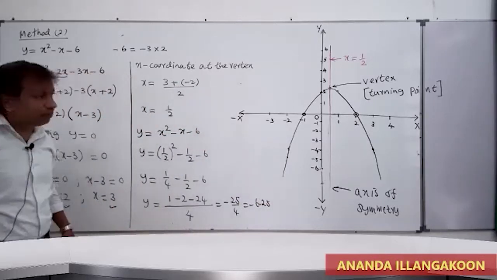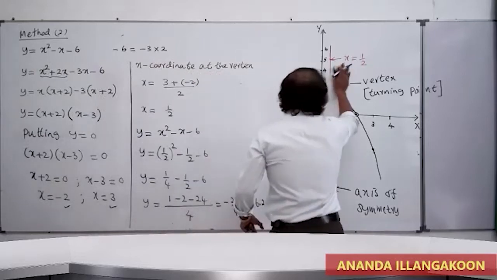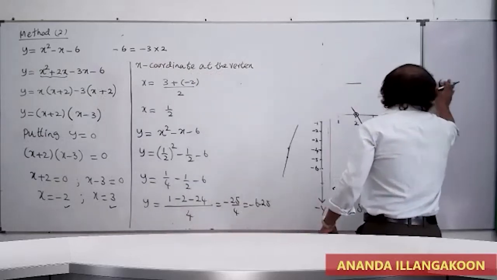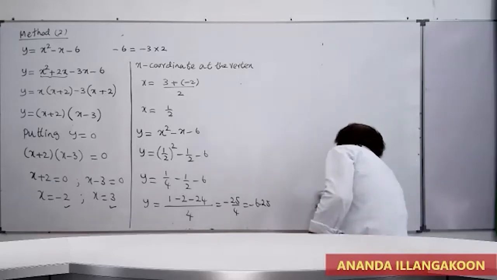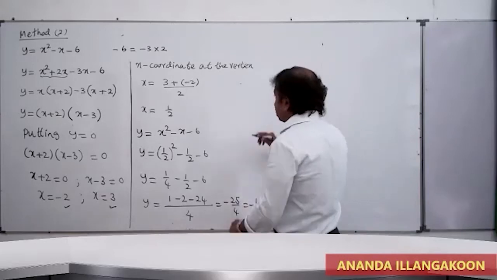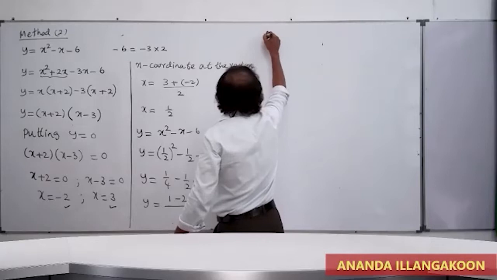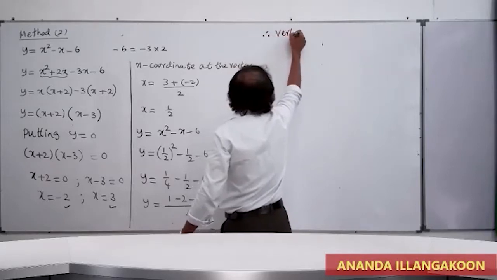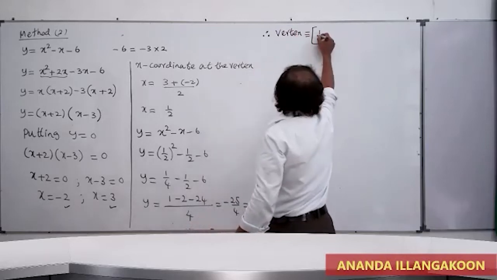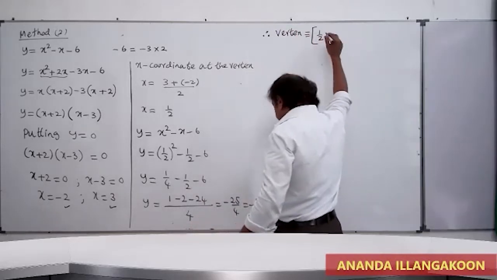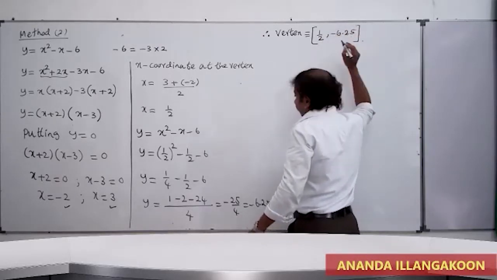Then do we know the vertex, people? We know the vertex. What is the vertex then? Therefore, the vertex: x coordinate is half, y coordinate is minus 6.25. Right.